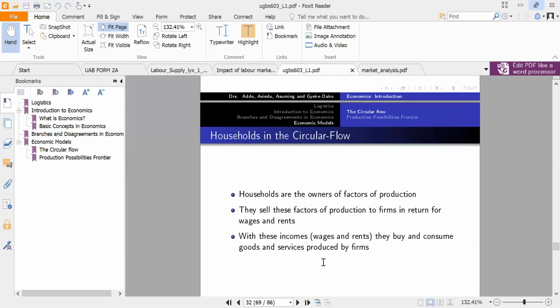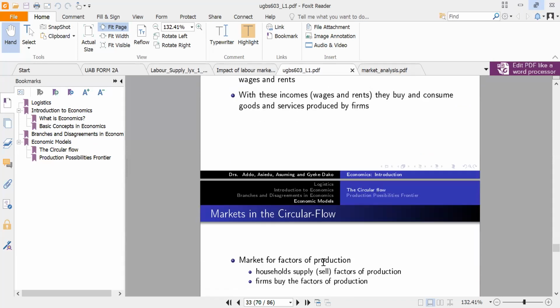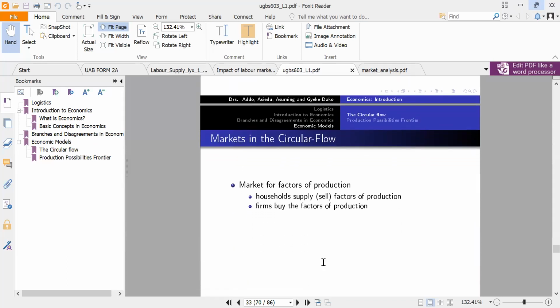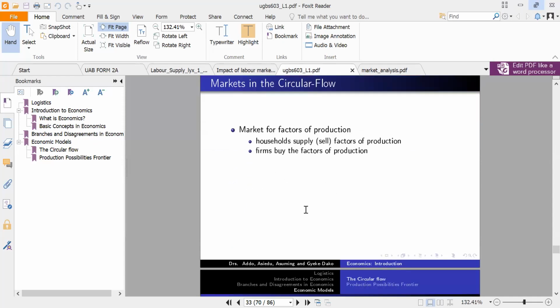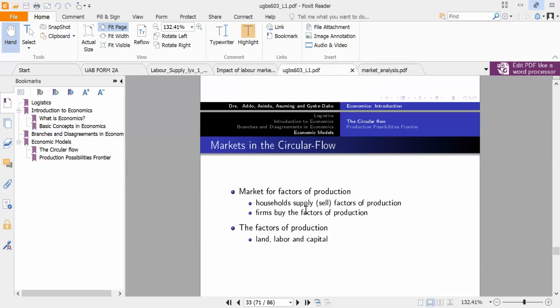With this income, they buy and consume goods and services produced by firms. So there's this whole cycle going on. In the market for factors of production, households supply factors of production, which I said, and firms buy the factors of production. So this relationship goes on in the market.